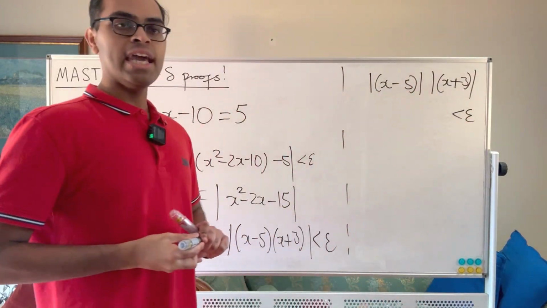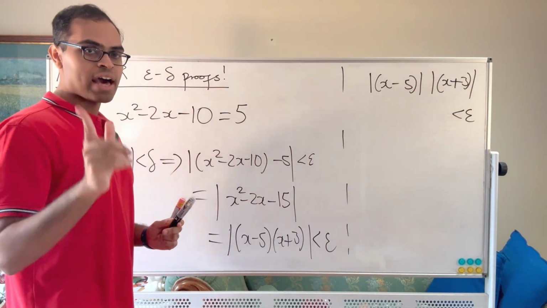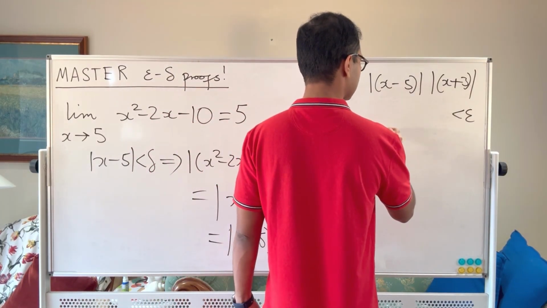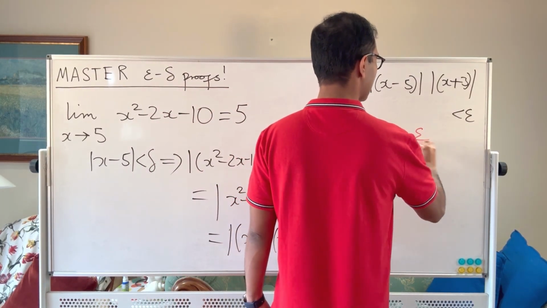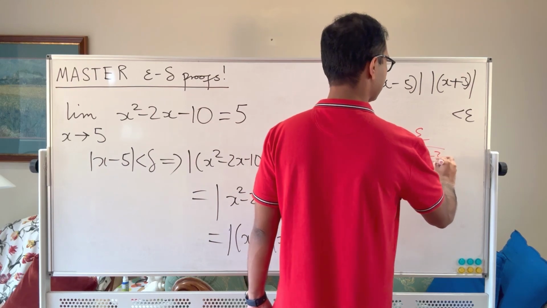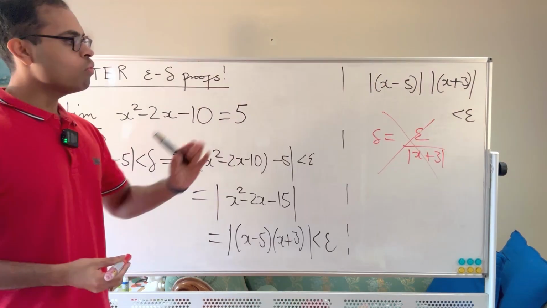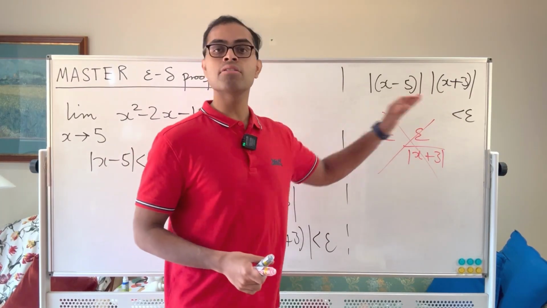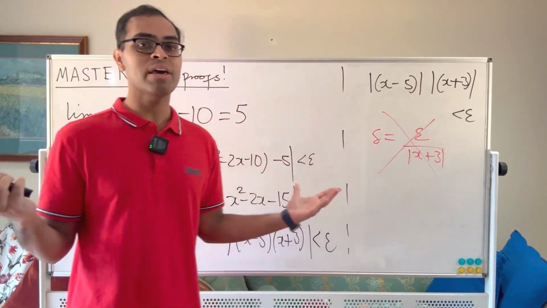So what should we take delta to be? Now here's a fallacy. I'm going to tell this to you as a fallacy. We cannot take delta to equal epsilon divided by the absolute value of x plus 3. This is actually wrong. Why can't we take delta to be that? Well, delta should be dependent only on epsilon, so it cannot be dependent on x.